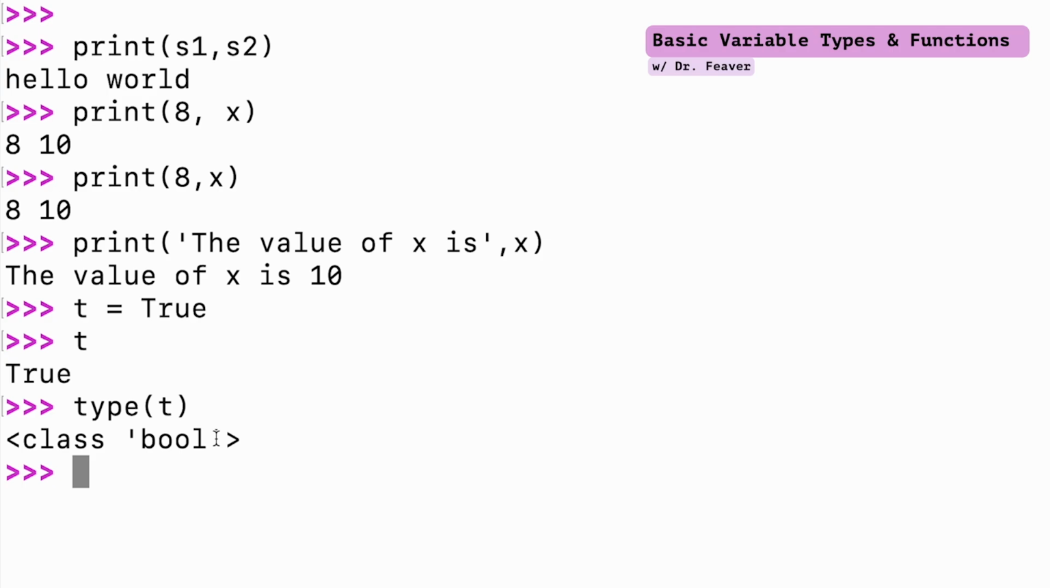So bool is a type in Python, and in any programming language really. Bool is a type that stores true or false. So we have t storing true, and let's make the variable f store false. So if I do type f, it's going to tell me it's a bool, and if I print f, it's going to tell me the value is false.